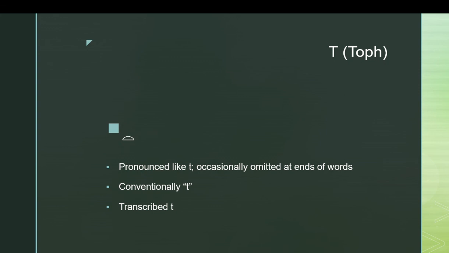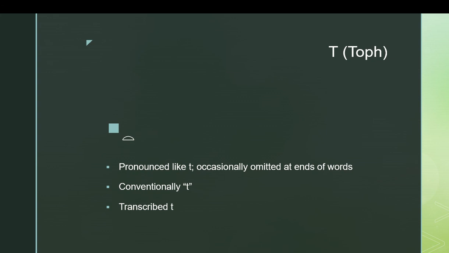Then we have T, which is Toph, one of the two T sounds in Semitic languages. The symbol is a semicircle, which represents a loaf of bread, and this also appears in the word for loaf of bread. It's pronounced like T in Middle Egyptian.